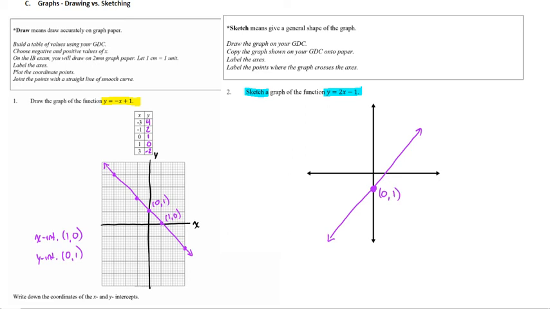So that's the distinction between drawing and sketching. Draw is really, really accurate. Sketch can be quite rough, but needs to match the general properties of the graph as you might see it on your graphing calculator. So hopefully you're now comfortable with functions, domain and range, and representing graphs.